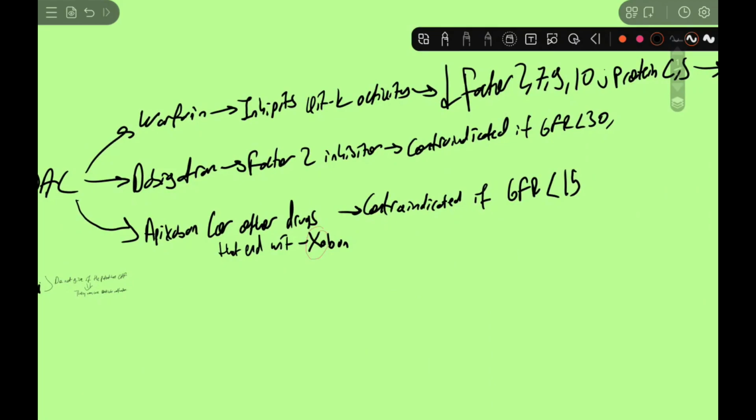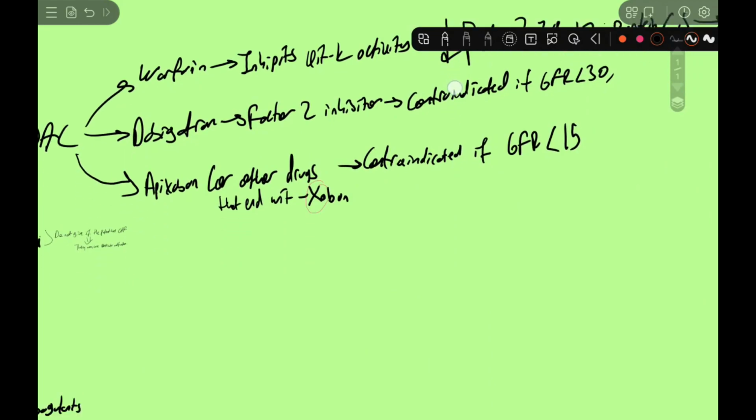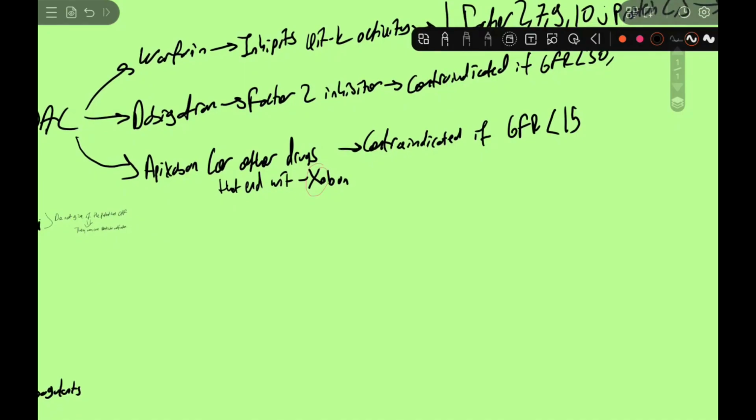It's contraindicated if the patient's GFR is less than 30. And we also have apixaban or other drugs that end with Xa-ban. Those Xa stands for 10A, activated 10. So 10 is the 10th factor. It's called Stuart factor. It's not important right now, but you should know that apixaban is also used as an oral anticoagulant, and it's also contraindicated if the GFR is less than 15.